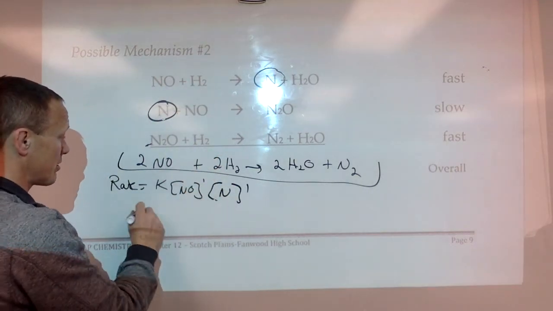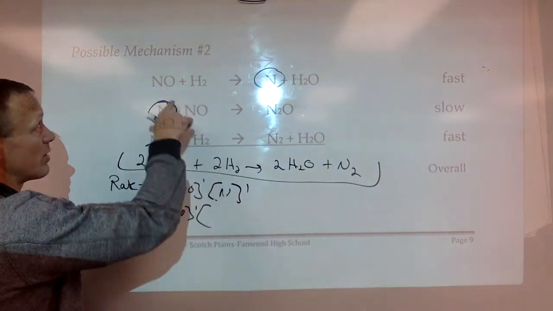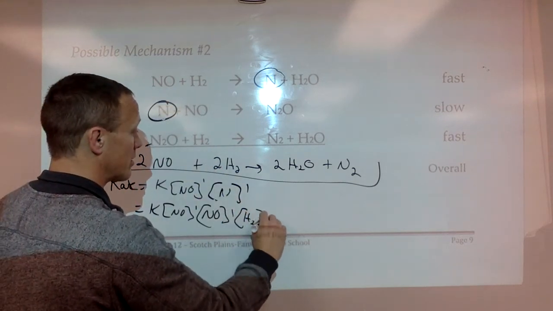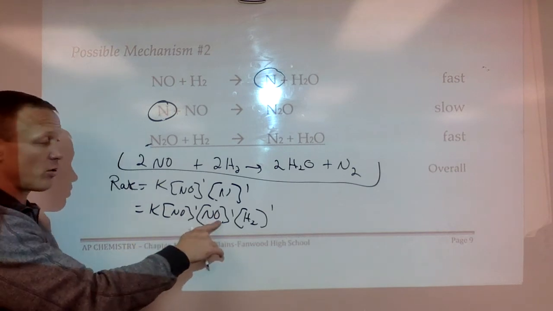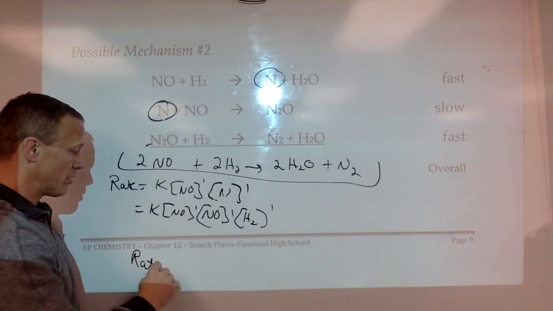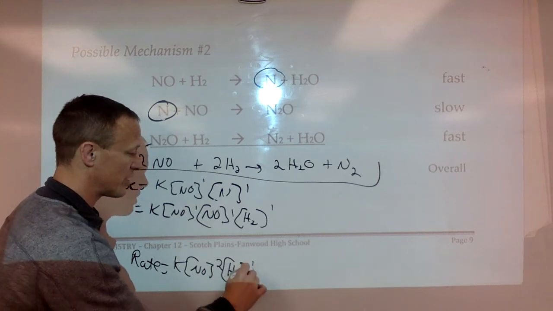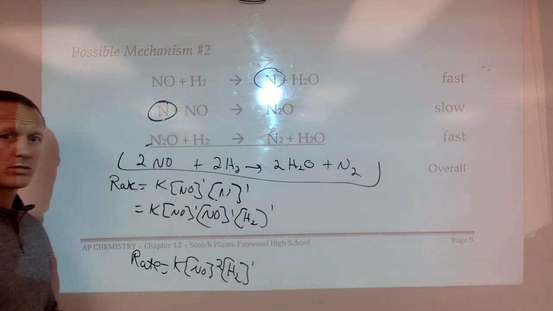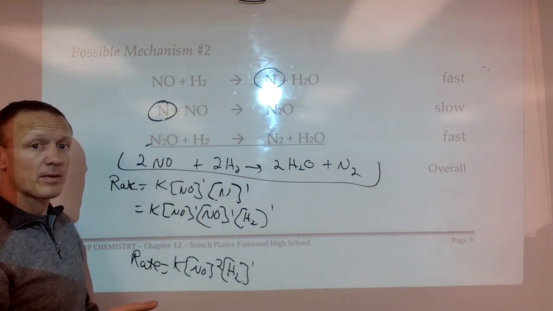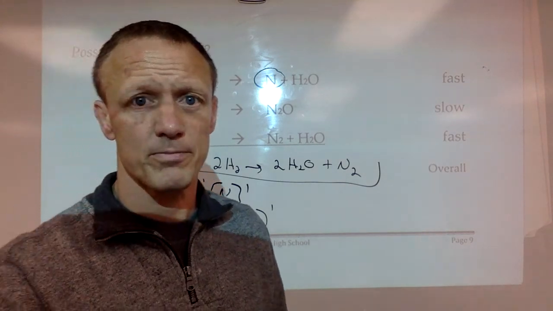So I'm going to replace it and say, well, we have k, concentration of NO, which was there, and replace this with NO to the first because it's a 1 out front, times H2 to the first. Now we have NO times NO, which would be NO squared, times H2. So our rate equals k times the concentration of NO squared times the concentration of H2 to the first power. Whenever you have an intermediate that's part of your rate determining step, you've got to substitute in for that intermediate. This does match our rate law we had at the top of the page. All right, we'll do some more of those. Hopefully that makes some sense.